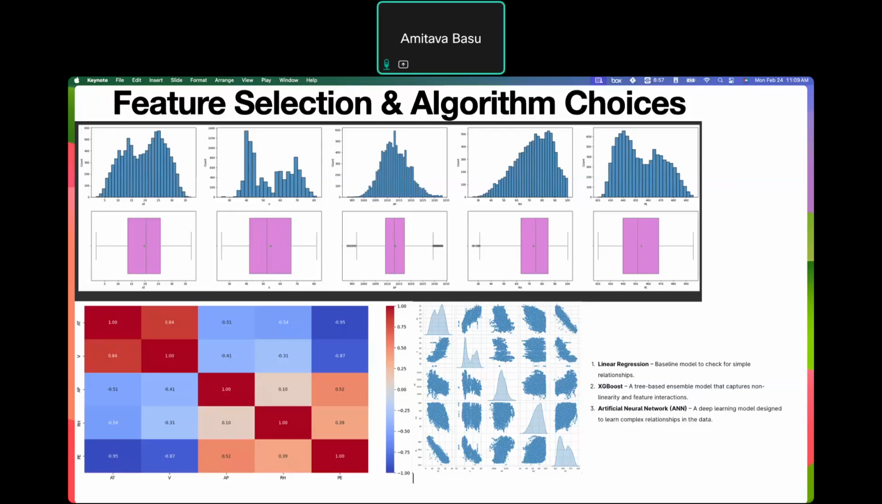And finally, an artificial neural network, a deep learning kind of model designed to capture complex patterns in the data, if they exist. It required careful tuning of hyperparameters such as layer size, activation function, and learning rate. I compared these models based on validation performance to determine the best combination.